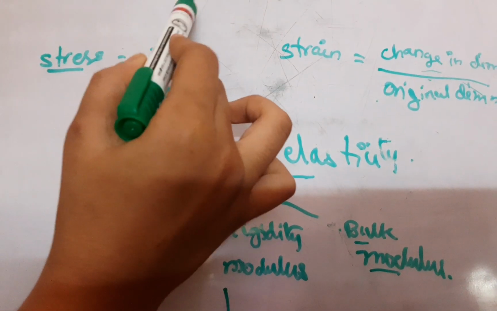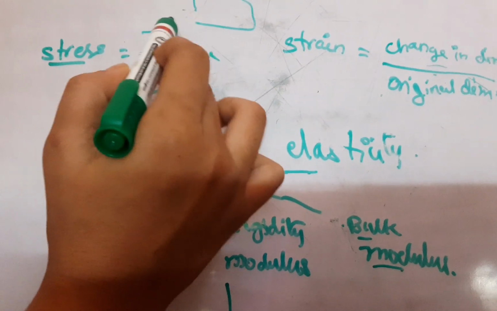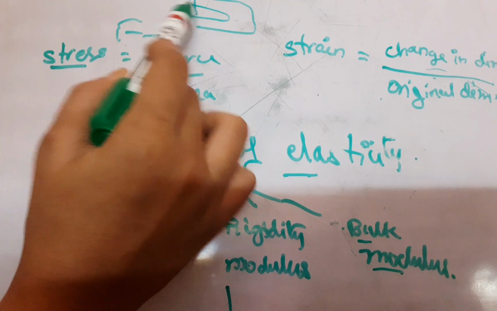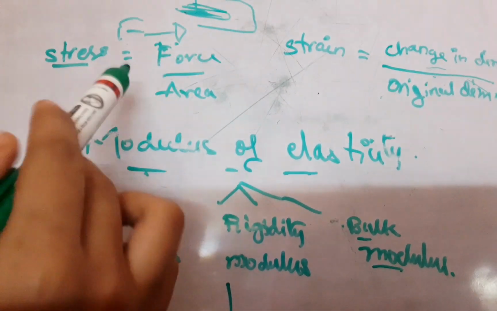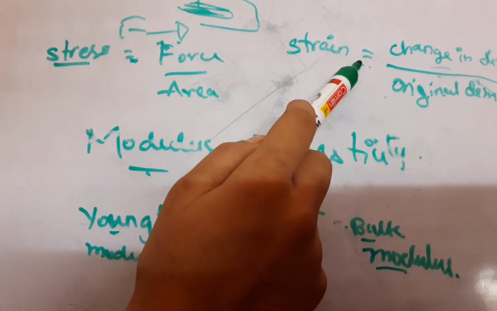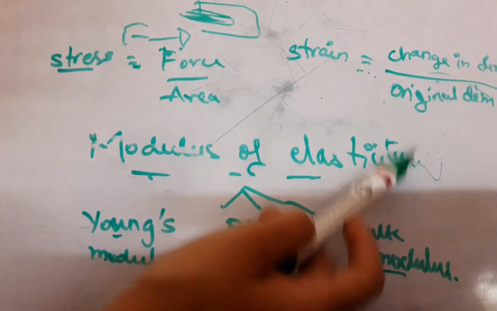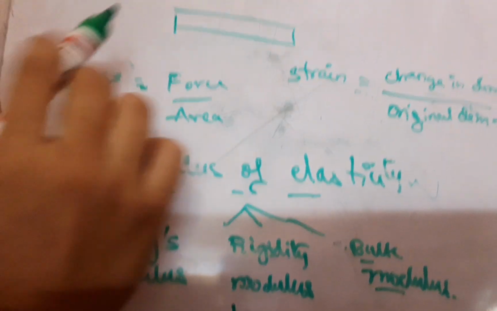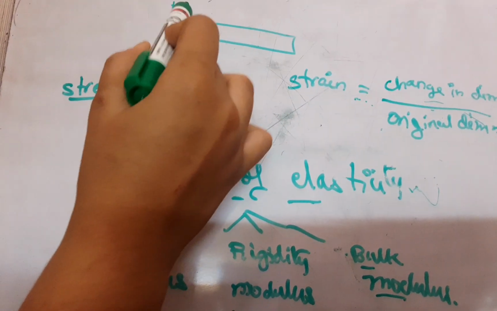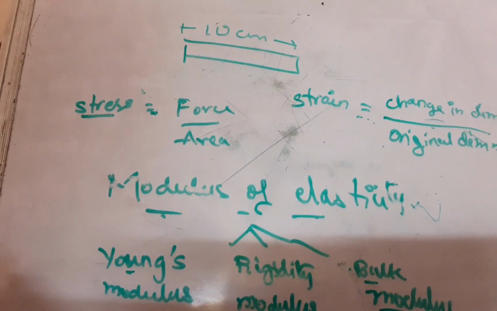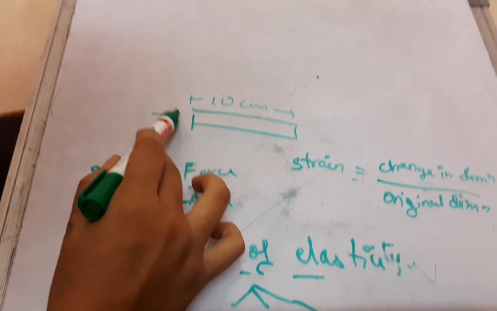That means, for an object, you are applying some force, and this force is applied on a particular area. Due to this force, whatever change in dimension occurs upon its original dimension will be the strain. For example, this rod is of length, let us say, 10 centimeters. You applied a force of 5 Newton.